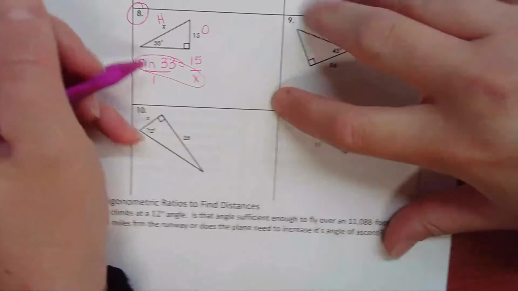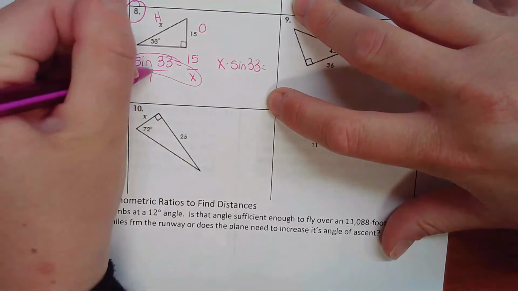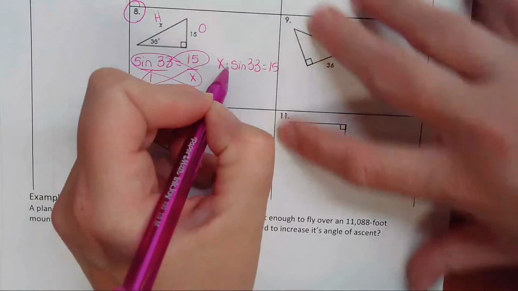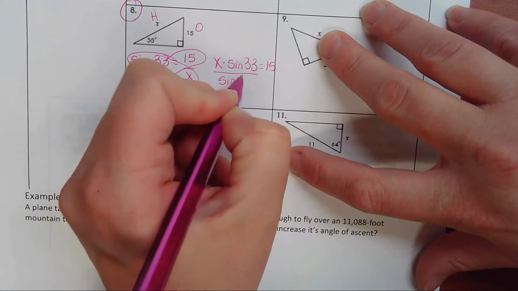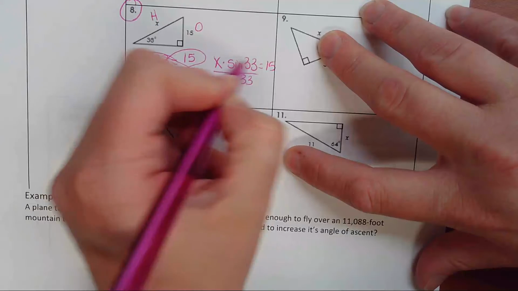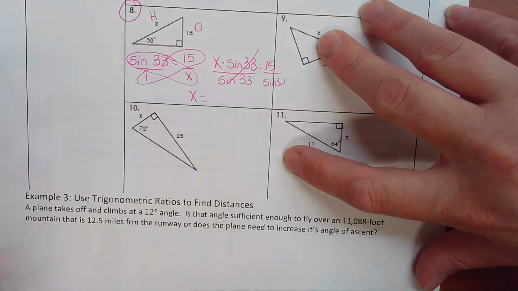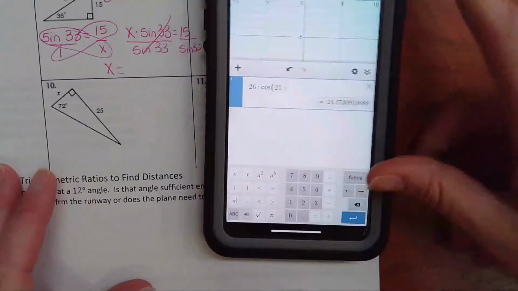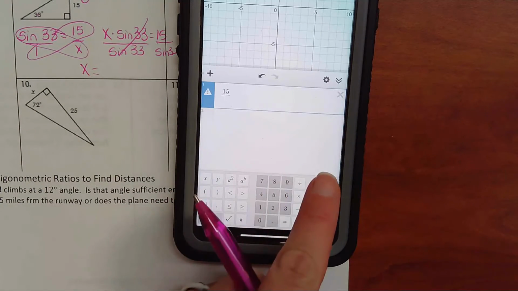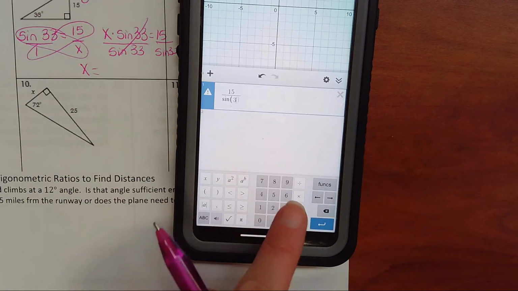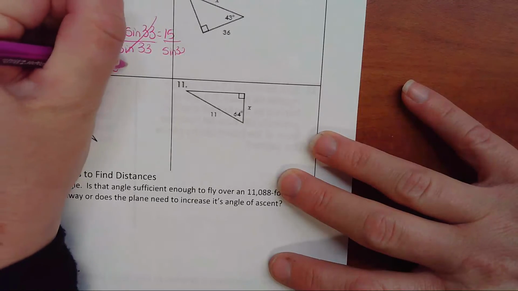So here we cross multiply, and I have X times the sine of 33 equals 15. So I have one extra step here. Once I do the multiply, I need to get rid of the sine of 33. I need to bring it to the other side. And since this is being multiplied, I'm going to divide both sides by the sine of 33. So X is going to equal 15 divided by the sine of 33. You get 27.5. I'm going to show you a shortcut here on the next one.